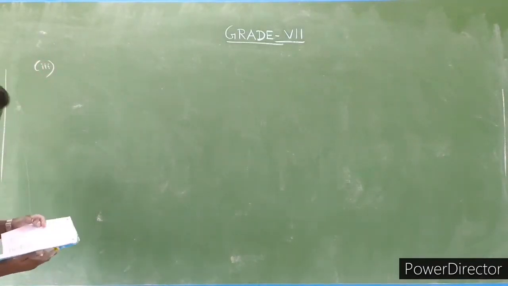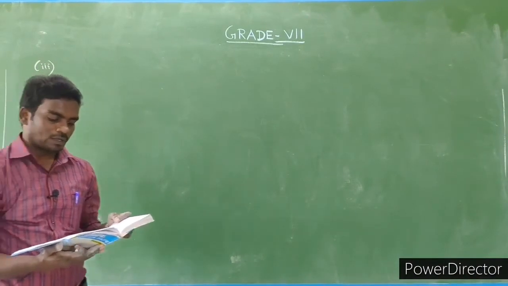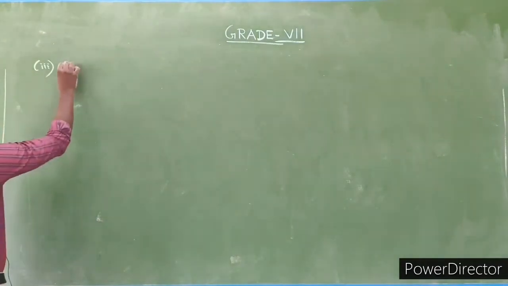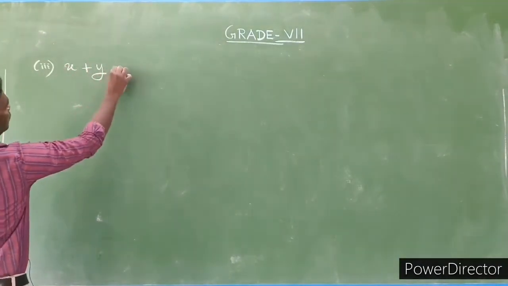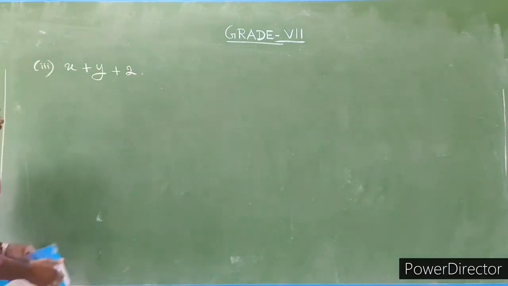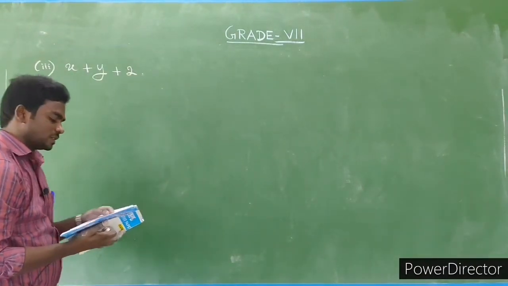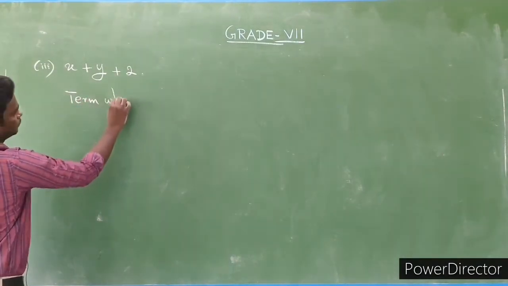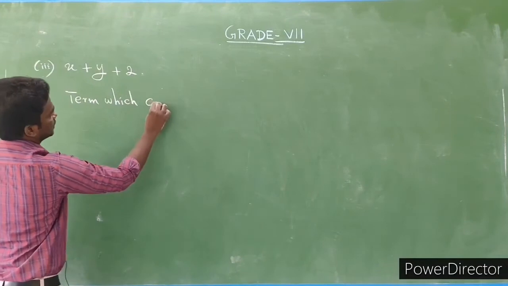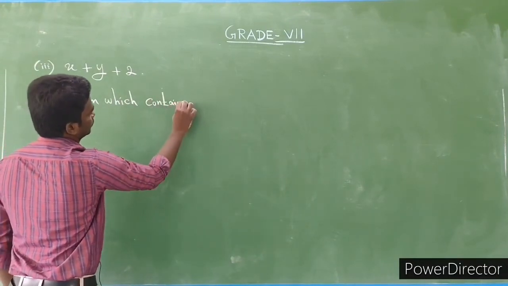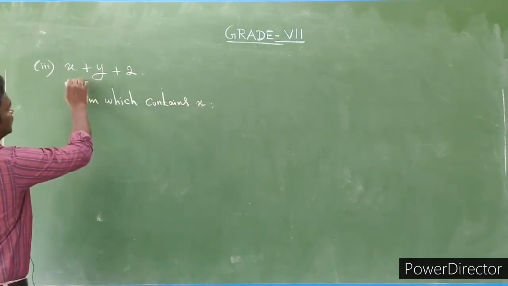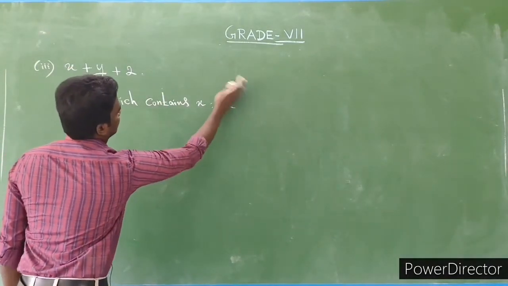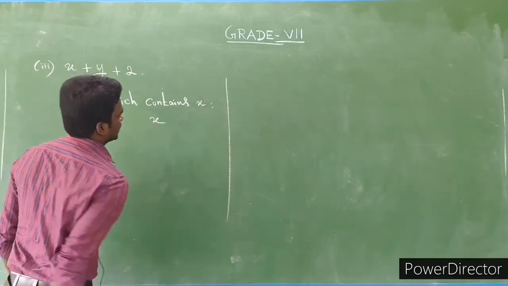Third one is x plus y plus 2. Our question is to identify the terms which contain x. What is the term which contains x? We have only one term, that is x. The term which contains x is x.